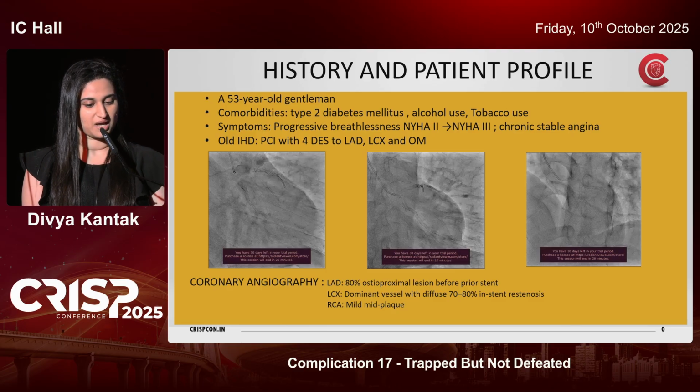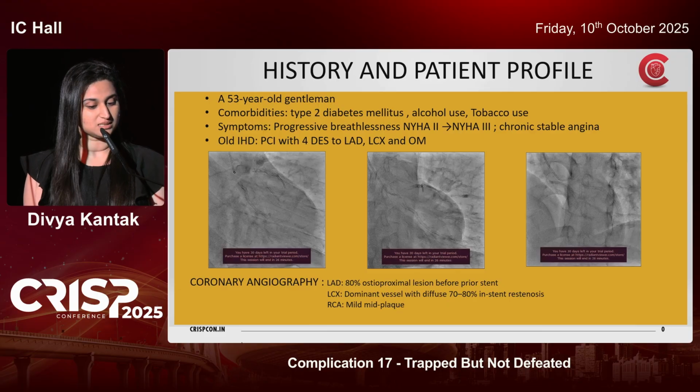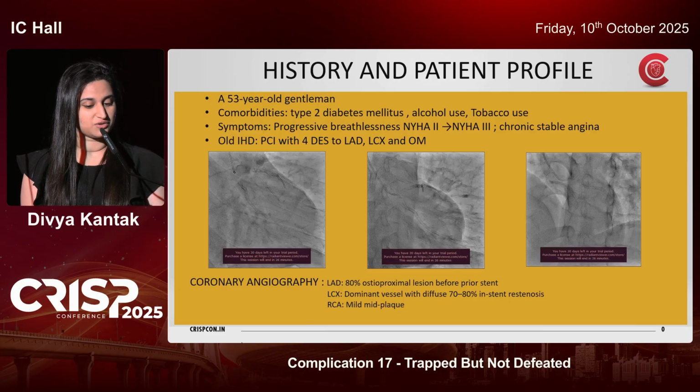A 53-year-old gentleman came to us, a known case of type 2 diabetes mellitus with a history of alcohol use and tobacco use, with progressive breathlessness of NYHA class 2 progressing to NYHA class 3 and chronic stable angina. He had a history of old ischemic heart disease and had undergone PCI with 4 drug-eluting stents, 2 LAD, LCX, and OM.